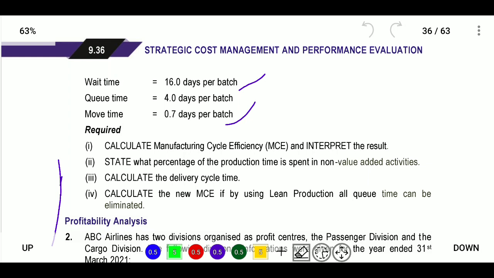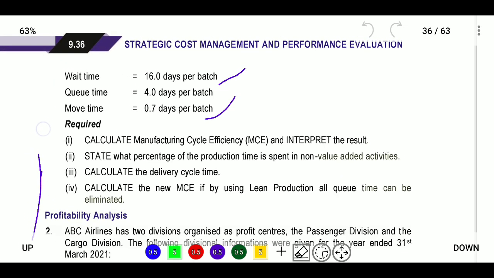Next, calculate the delivery cycle time. Delivery cycle time means the total time taken, the total cycle time. Next, calculate the new MCE using lean production. All queue time will be reduced. They provided the queue time of 4 days per batch. We will eliminate those 4 days and calculate the new MCE, that is, manufacturing cycle efficiency.